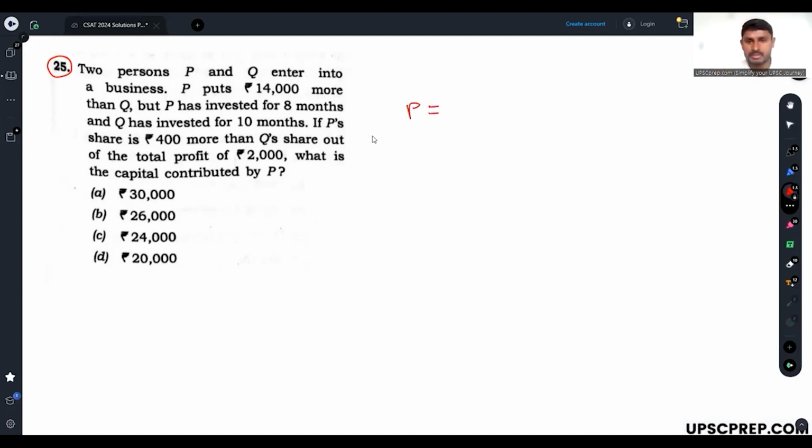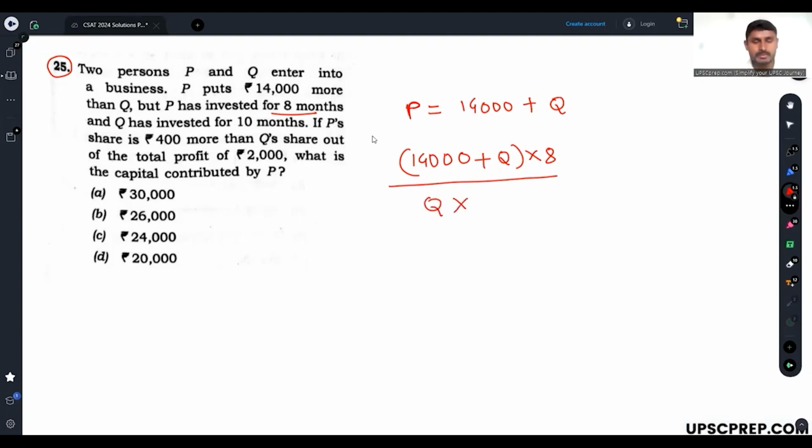So let's say P has invested 14,000 more than that of Q. Let's say Q has invested Q rupees and P will be investing then 14,000 plus Q. So what will be the ratio of their profits? Profits ratio will be investment ratio. Investment of P is 14,000 plus Q, for 8 months, divided by investment of Q, which is Q into 10 months. So this will be directly proportional to their profit ratio.